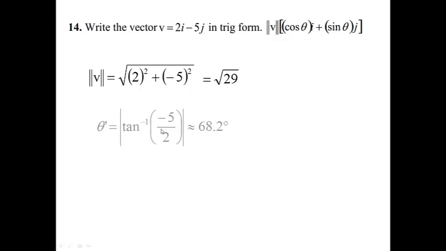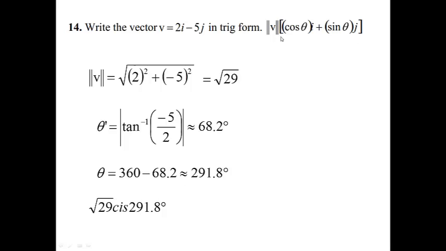The angle, my reference angle, is going to be the absolute value of the arctangent of negative 5 over 2, which is 68.2 degrees. Make sure your calculator's in degrees if you're going to write degrees. If you're going to write it in radians, then make sure your calculator's in radians. Because this is positive and then negative, we're in quadrant 4. So in quadrant 4, I have to subtract the reference angle from 360 to get my real angle. So that's 291.8.